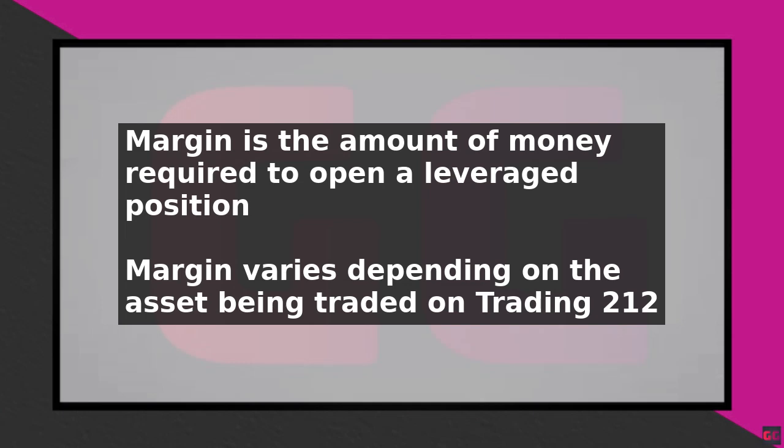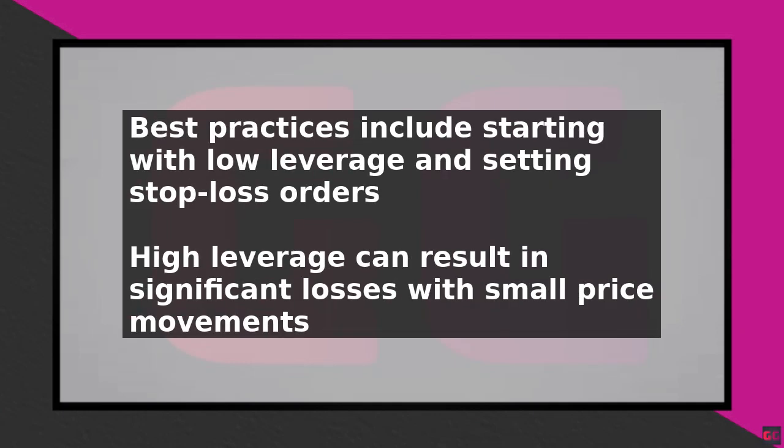Best practices for leveraging on Trading 212 include starting with low leverage ratios and gradually increasing them as you gain more experience and confidence in your trading abilities. It's also crucial to set stop-loss orders to limit your potential losses and to never risk more than you can afford to lose. In terms of risk management, it's essential to understand that high leverage can result in significant losses, even with small price movements.